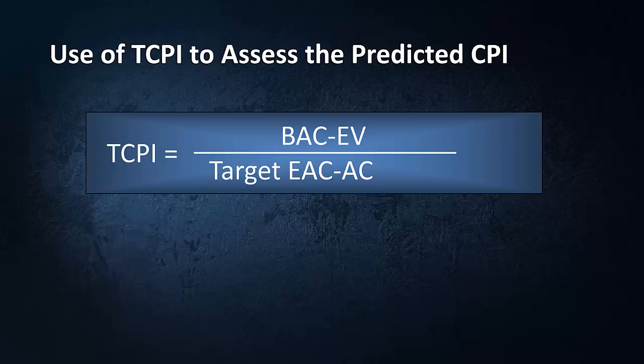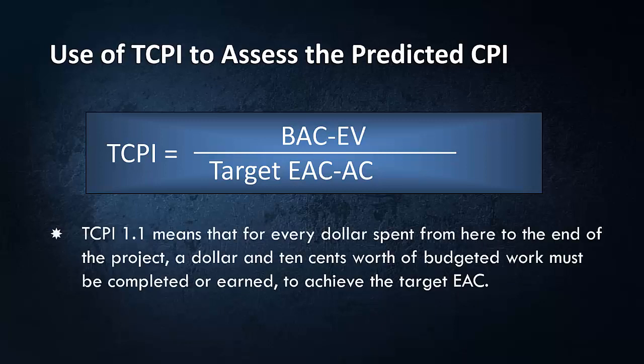Now, let's better understand what the TCPI formula means. If I have a TCPI of, let's say, 1.1, what would that mean? Well, the plain language definition is for every dollar that is spent from here to the end of the project, $1.10 worth of budgeted work must be completed or earned to achieve that target EAC, right?